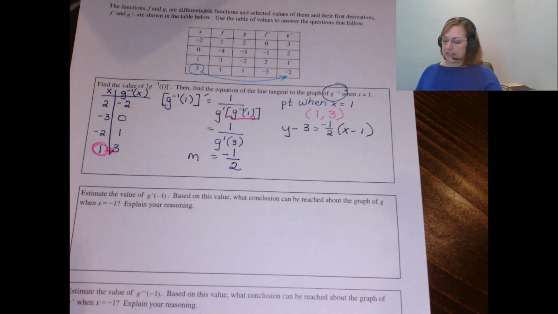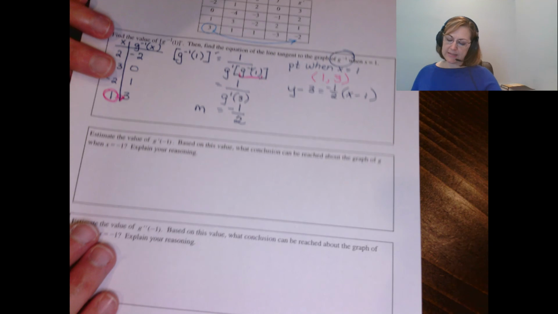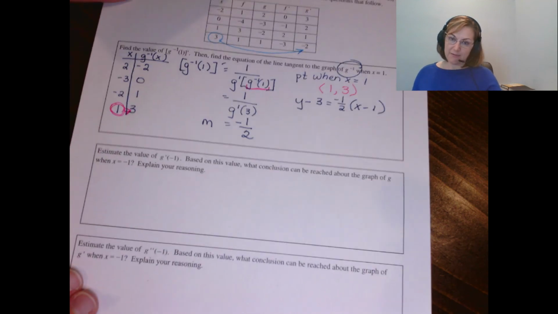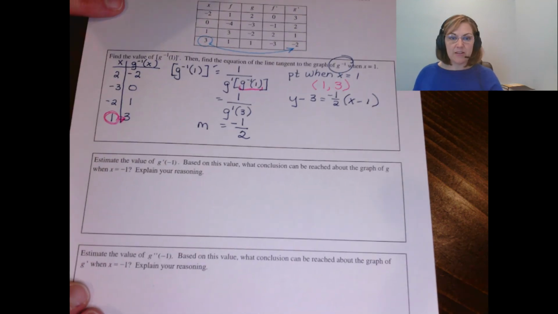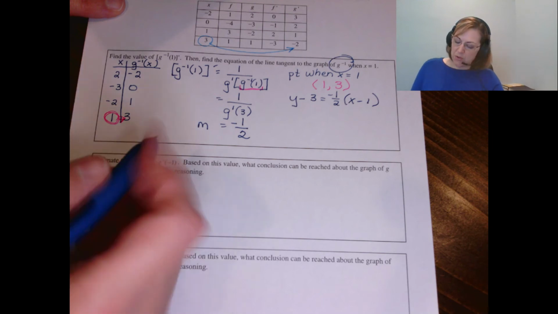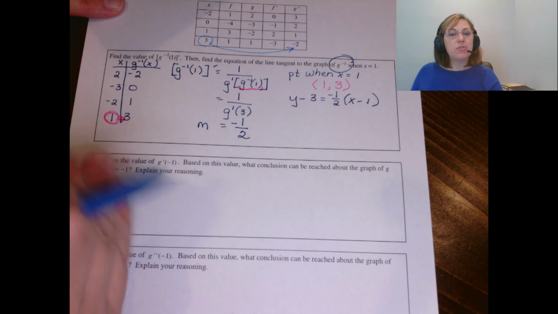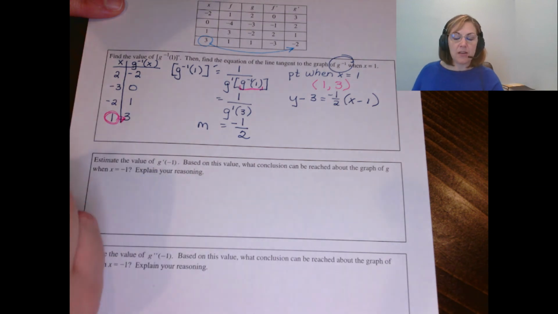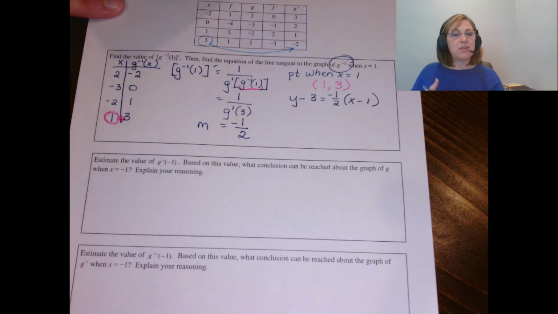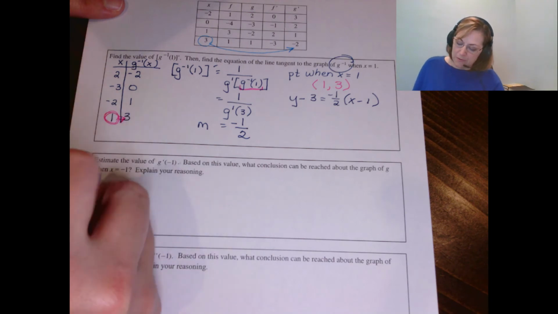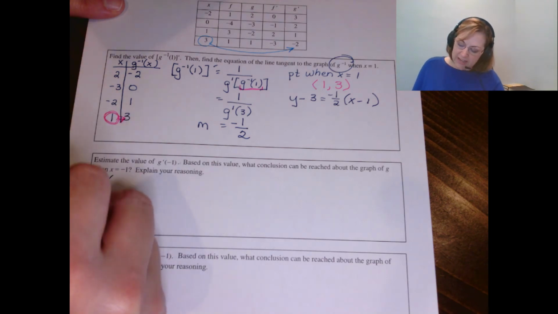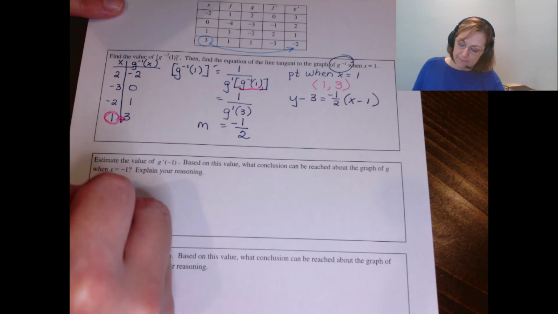All right, let's look at our next one. It says to estimate, which means we're not going to find it exactly, estimate the value of the derivative at -1. And then once we do that, what conclusions can we make? So if we can't get the derivative exactly, we have to know that derivative means slope. Well, if derivative means slope, is there another way we can do slope at -1? And the answer is yes.